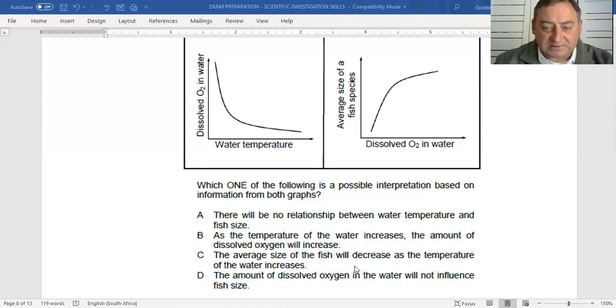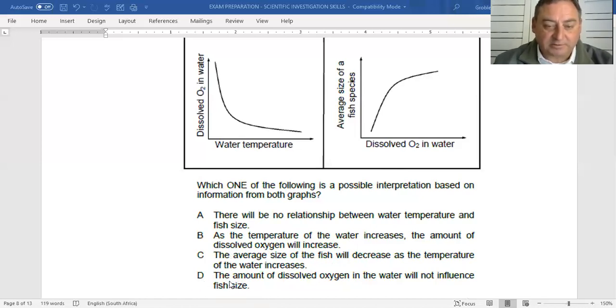The average size of the fish will decrease. That means the fish will get smaller. They will not really grow as big as the temperature increases. Yes, that's absolutely true, because we saw here, lower water temperature causes more oxygen. And if there's more oxygen, then the fish grow bigger. So here it says the average size of the fish will decrease as the water gets hotter. That's a fact. But now let's look at D.